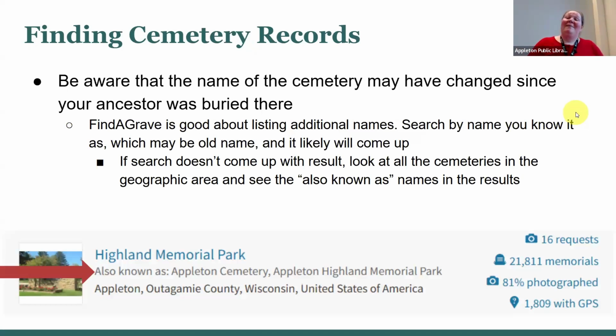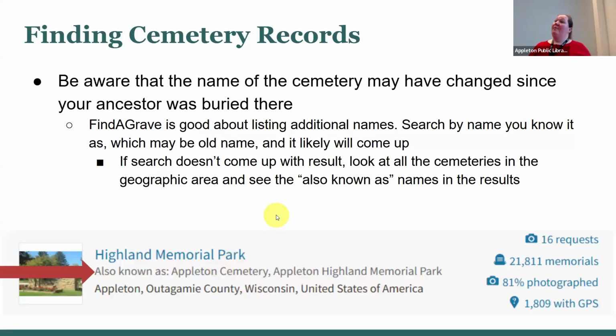Be aware the name of the cemetery may have changed since your ancestor was buried there. I think Find a Grave is really good about listing additional names. So I always search by the name I know it as, which might be the old name, and it likely will come up. So for example, if I'm searching for Appleton Cemetery, it might pop up that now it's called Highland Memorial Park.